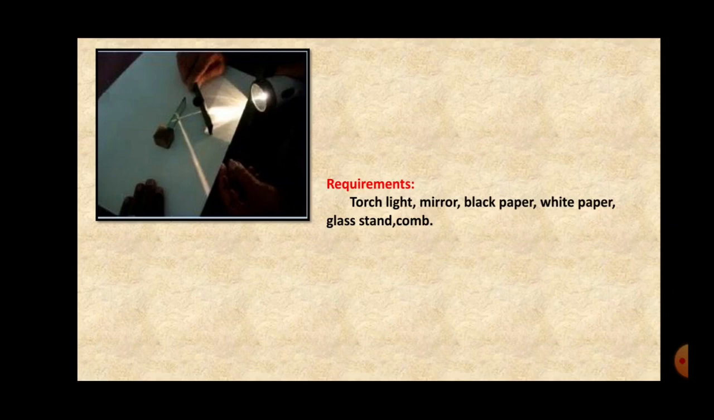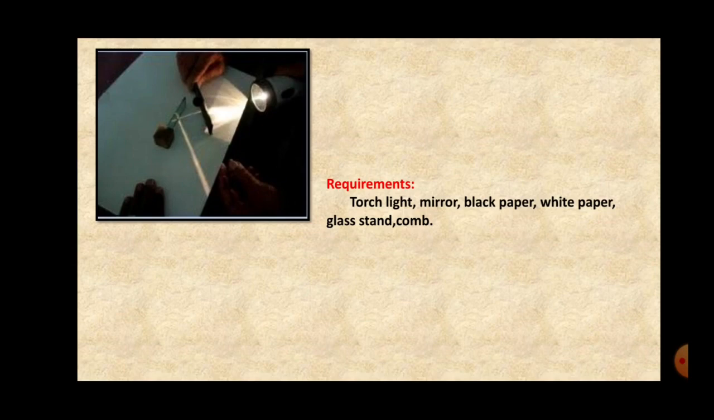And now we have to keep a mirror in the path of this ray of light, as it is shown. Here, the light rays which fall on the mirror get reflected and travel in a different direction. Their direction changes. The rays falling on any surface are called the incident rays. These are the incident rays.